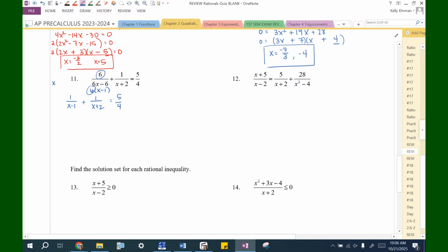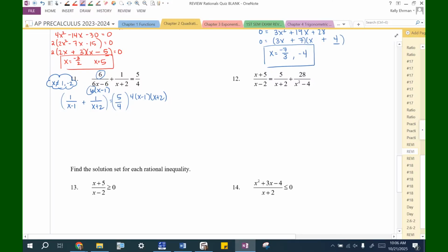Let's make a note of the excluded values. X cannot equal 1 or negative 2. The 4 is not an excluded value. It's not an x. It's a constant. We can wipe out the fractions by multiplying by 4 times x minus 1 times x plus 2. So don't forget about the 4. You want to get rid of that as well. And we're doing that on both sides.